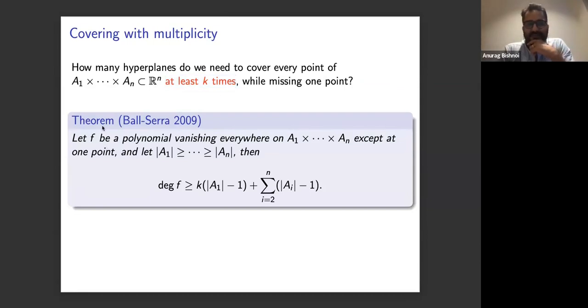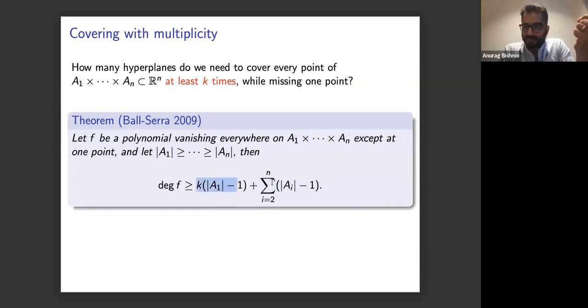So in Ball-Serra, they proved that if you take any grid A_1 up to A_n, and let's say you arrange them in descending order of size, then the degree of this polynomial that vanishes everywhere with multiplicity at least k must be at least k times the largest (a_i minus 1), plus the rest. So when you plug in k equal to 1, you get the Alon-Füredi result.